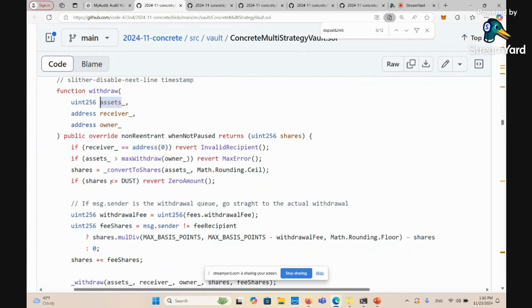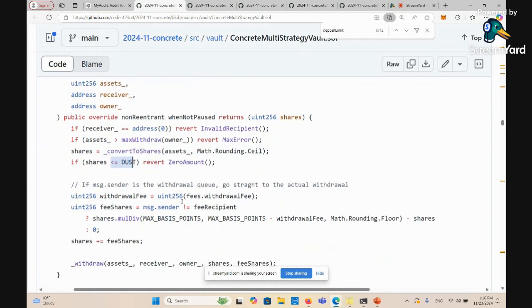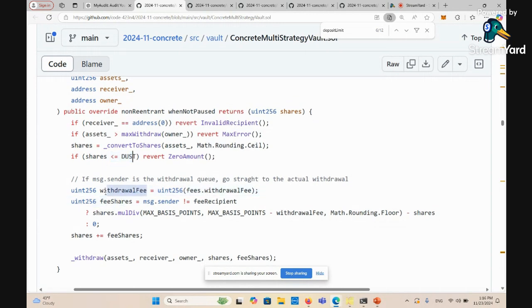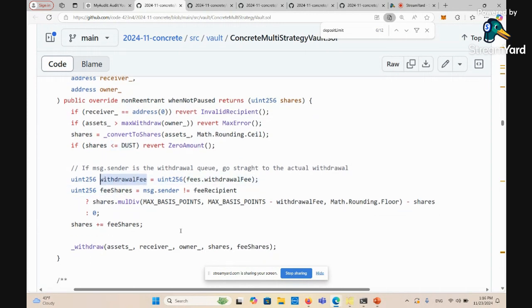And then these shares have to be greater than the dust. Some of them will go to the collective, the protocol. So we calculate the withdrawal fee, and then if the fee recipient is not the msg.sender, I don't know why they need to check this. So this simply means they don't charge, because the withdrawal guy is going to be the fee recipient too sometimes.